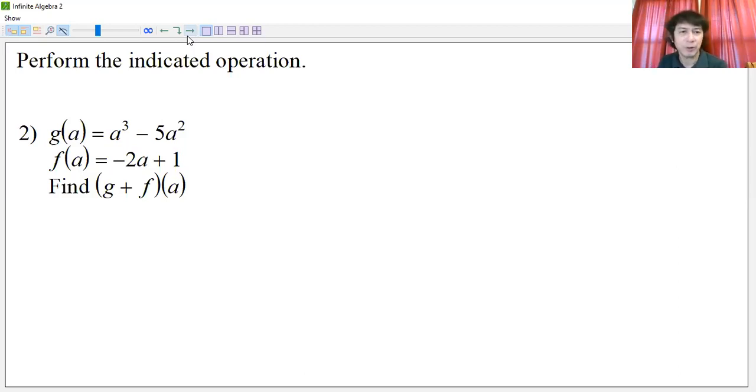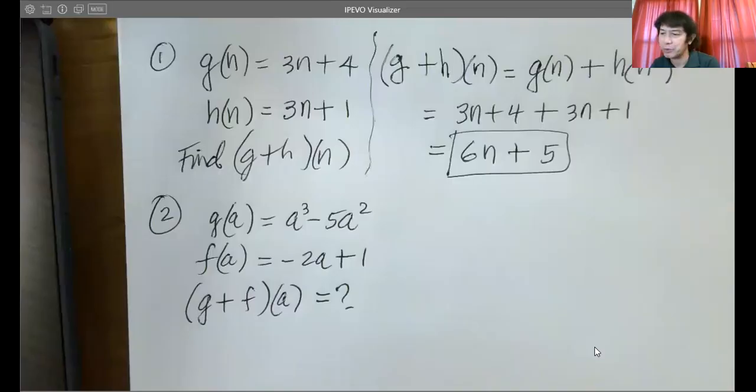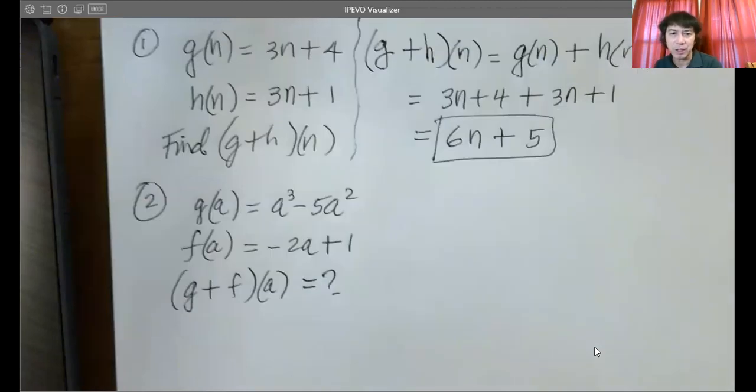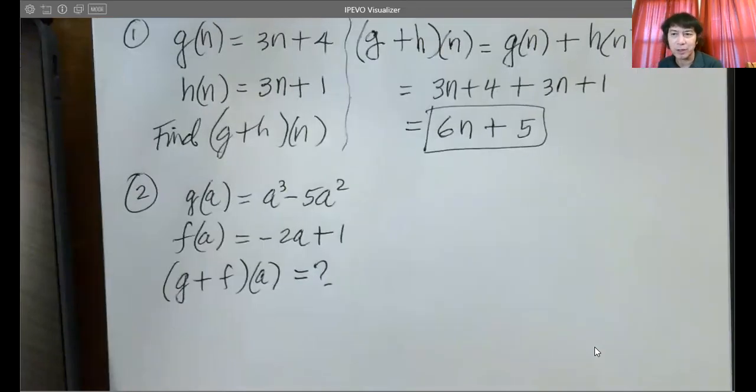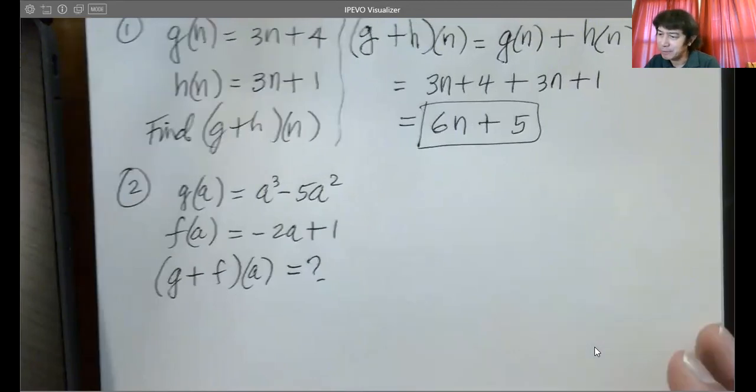Okay, so you're done looking at the problem. We shall see the solution. Remember that problem, G of A and F of A. We shall be able to continue in the paper. All right, here's number 2. G of A is equal to A cubed minus 5A squared. F of A is negative 2A plus 1. The required is G plus F of the variable A. And we shall do it on the other side.